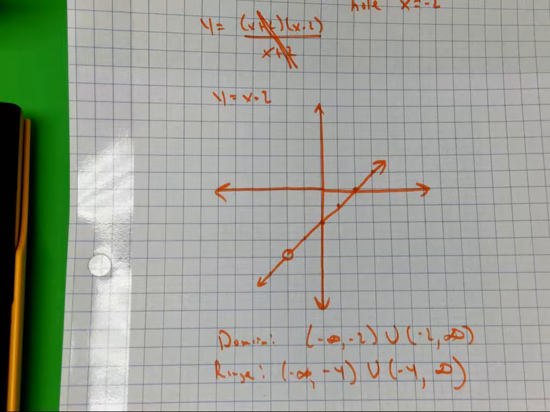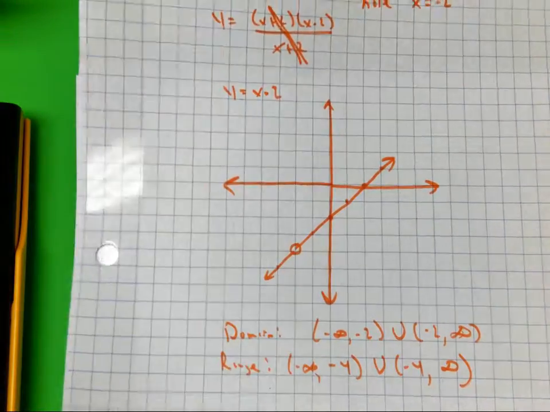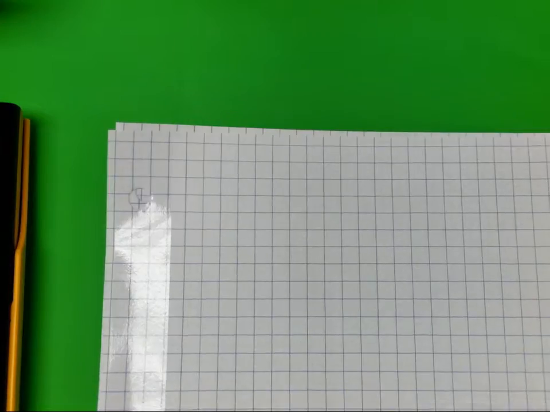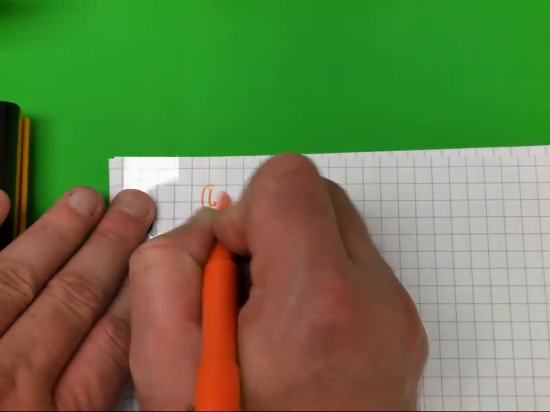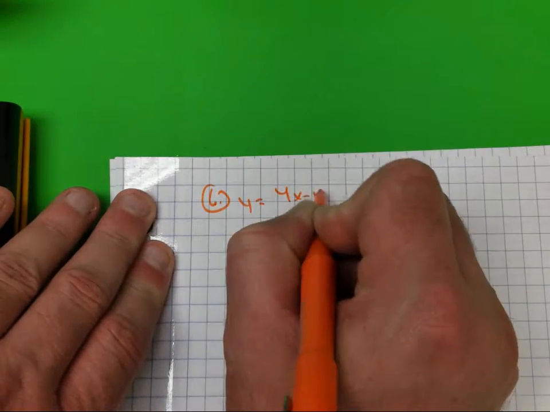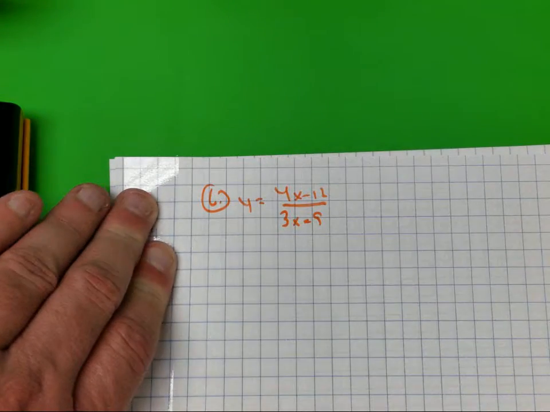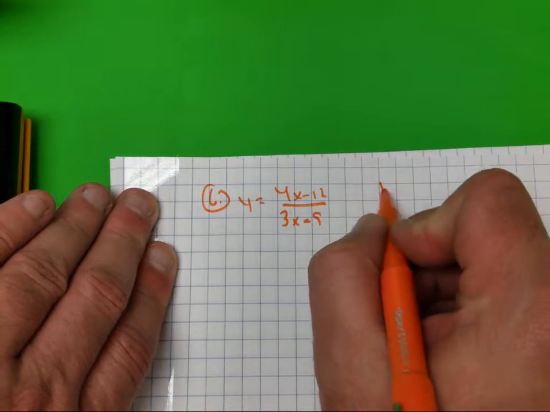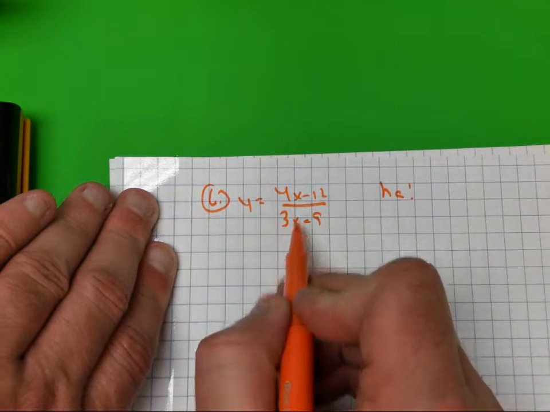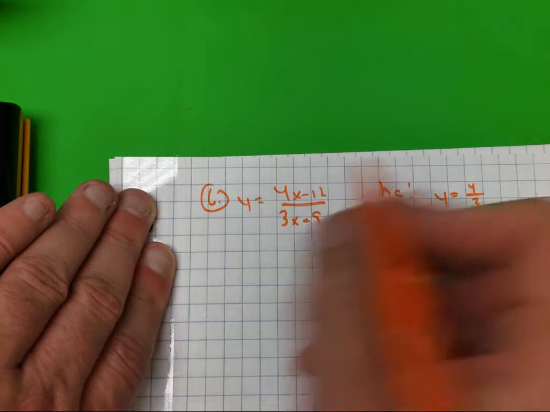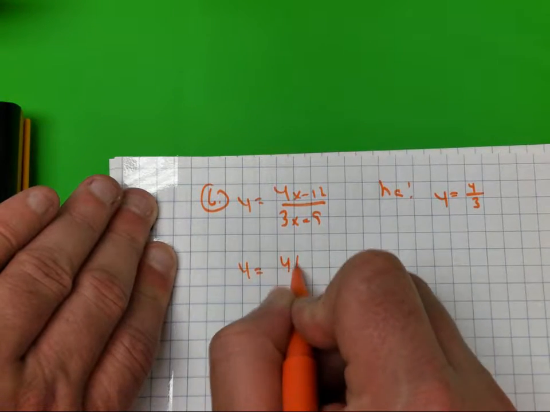Hope I didn't confuse you too much on number 4. Okay, let's look at number 6. Number 6 is a different one. I don't know if I'm going to give you anything like this, but let's still talk about it. First thing we're going to do, find the horizontal asymptote. Degree 1 here, degree 1 here. I'm going to divide the coefficients. Y equals 4/3. Now I'm going to factor it to find other points of discontinuity.